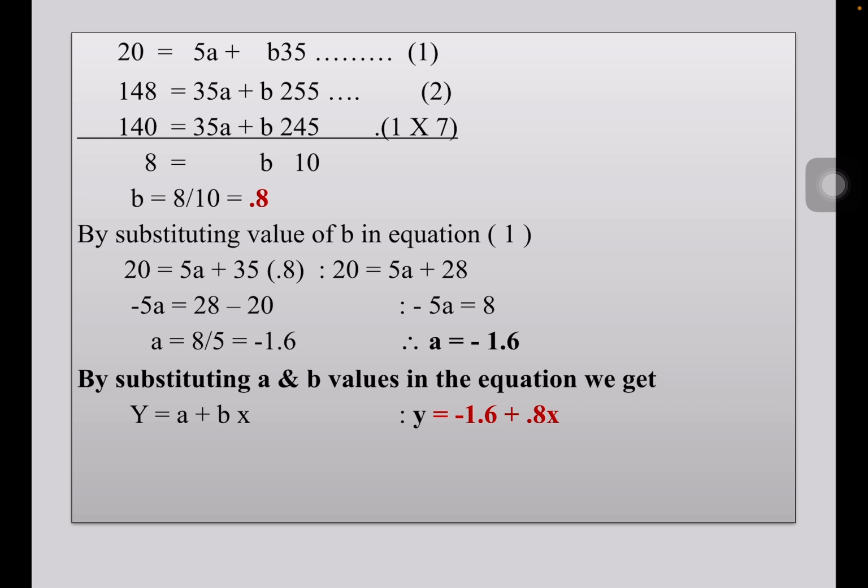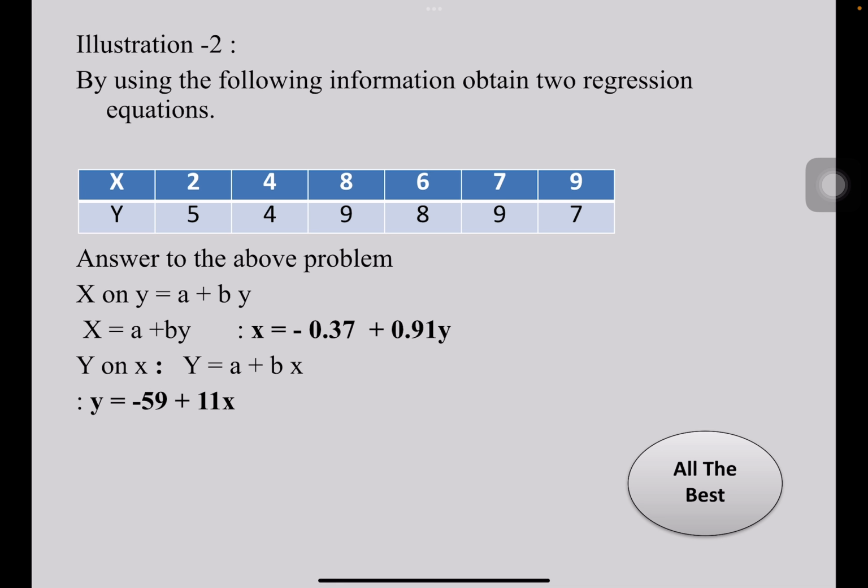Now, y is equal to a plus bx, y equal to minus 1.6 plus 0.8x. Now, you can make estimations as asked in the problem. You will simply substitute and you will get the answer. That much you try to learn.